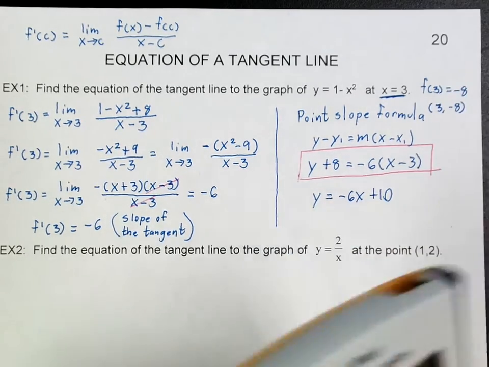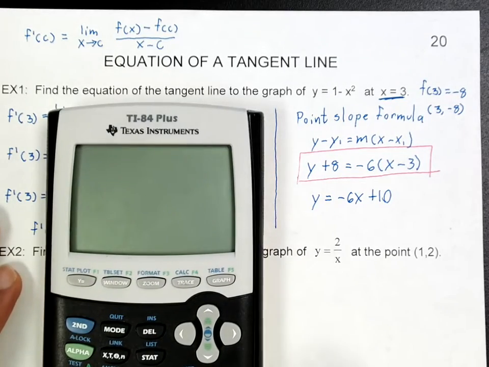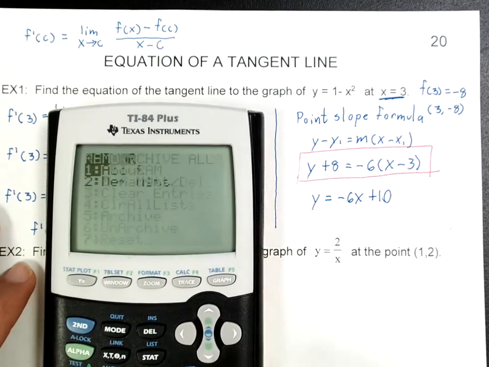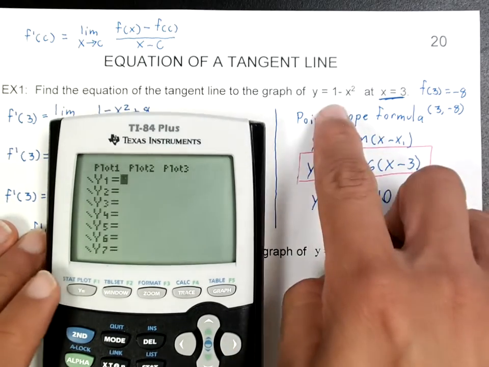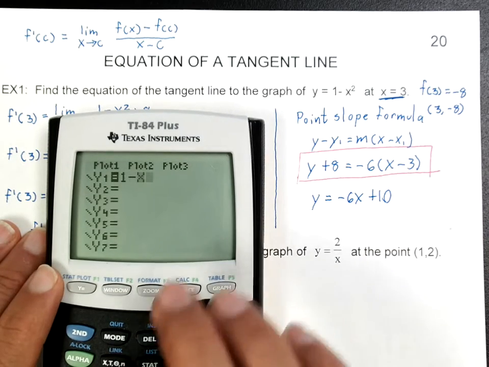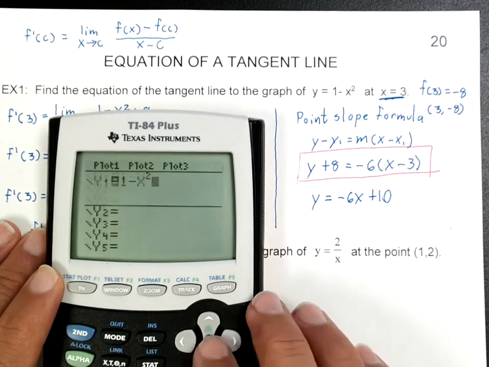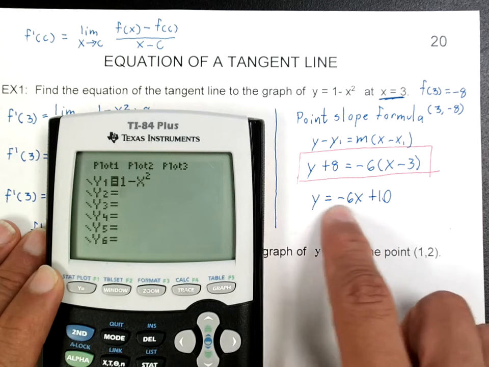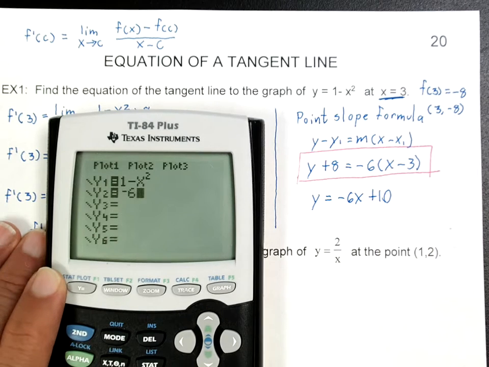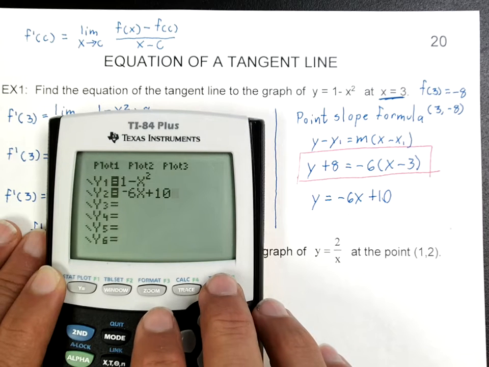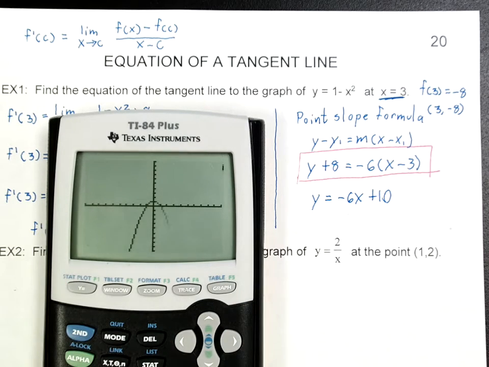So the only reason I'm doing this is that I want you to see that if, let me clear this off. If I go here and I type in my original equation, which is y minus x squared, and I type in this line, this is, remember, the equation of the tangent line at x is equal to 3. So this will be negative 6x plus 10. Now when I graph this, I should have a parabola and then I should have a tangent line that only touches, in this case, 4.